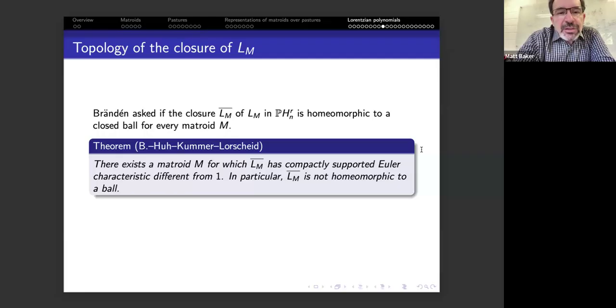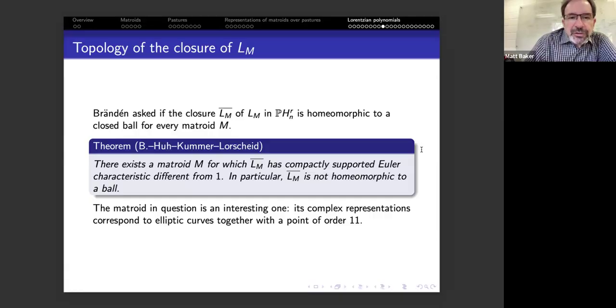So I think the interesting thing is how we were able to compute the Euler characteristic, because this looks like it's really hard to compute the space of Lorentzian polynomials as a kind of manifold and work with it on a computer. So what we did is we actually, well, you'll see, we proved a structure theorem about such things.